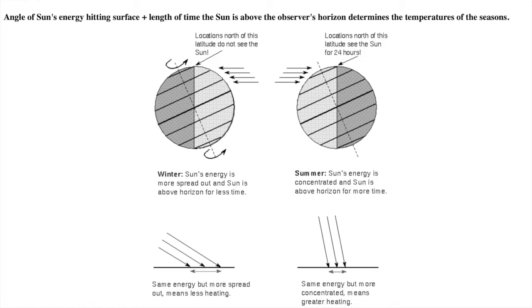During the spring and summer, we're tipped toward the sun, so the sun's energy hits our part of the Earth at a more direct or steep angle. The sun's energy is more concentrated, so there's more heating power. Also, during the spring and summer, the sun is above the horizon for more time, so there's more heating time.